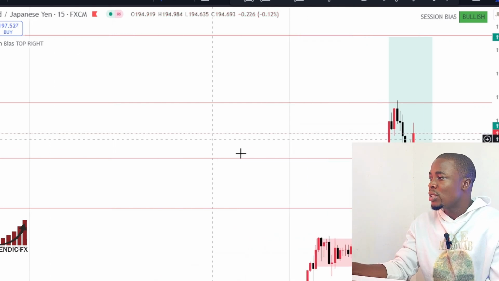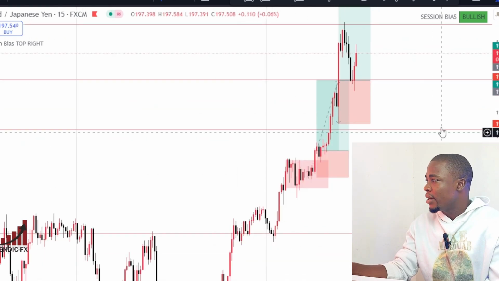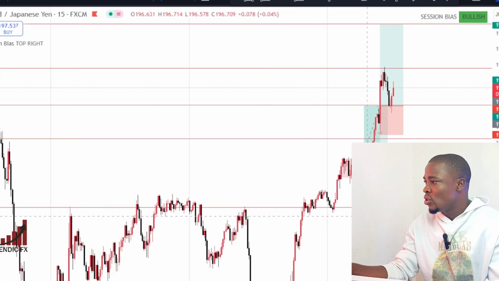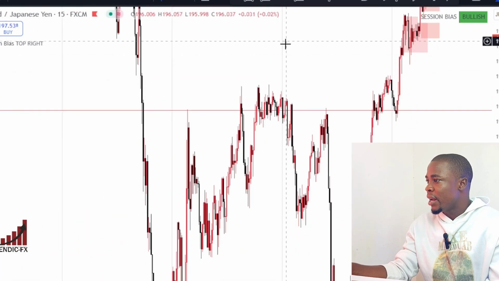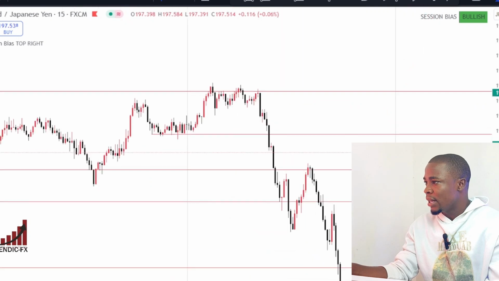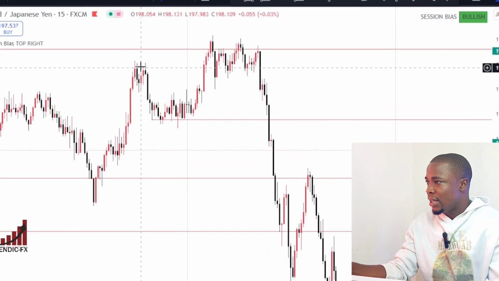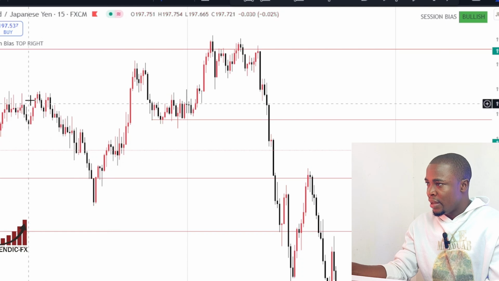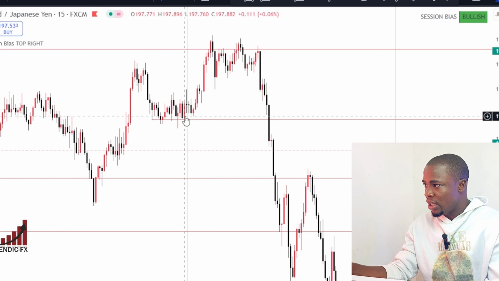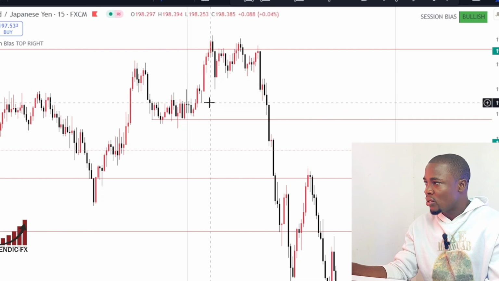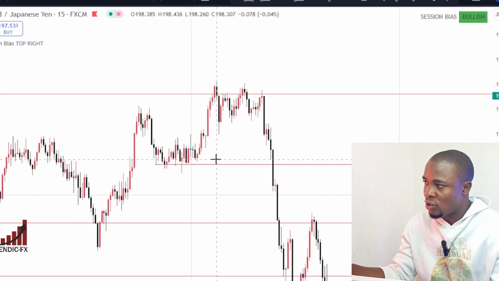Setup 2 was a correction, like a retracement into the zone. What does that mean? Let me find a correction move. Something like this. The market corrects itself: impulsive move, corrective move, and it creates a consolidation. A break above that consolidation is setup 2.